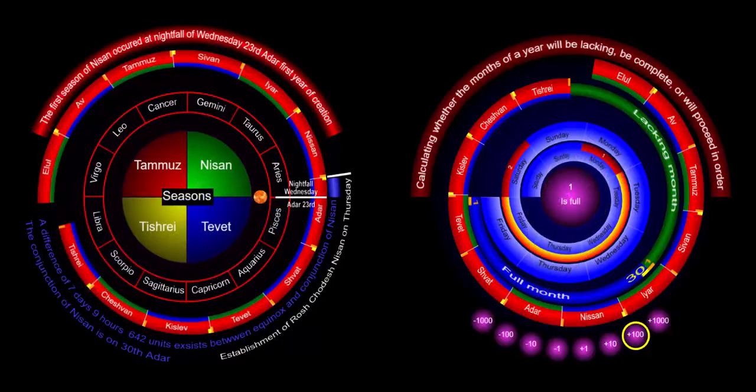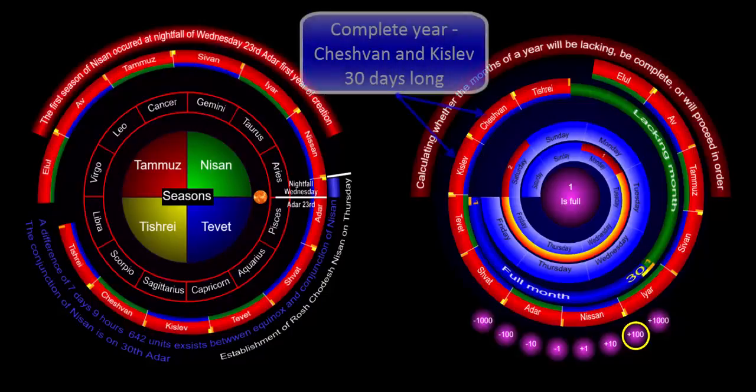When we take a good look at the details of the first year, we will find that the year should be complete, meaning that Cheshvan and Kislev are both 30 days long, since the first year conjunction took place on Monday, and the year after that should have been established on Saturday. According to the rule we learned in chapter 7, if the conjunction occurred on Friday, the establishment of Rosh Hashanah will take place on Saturday.